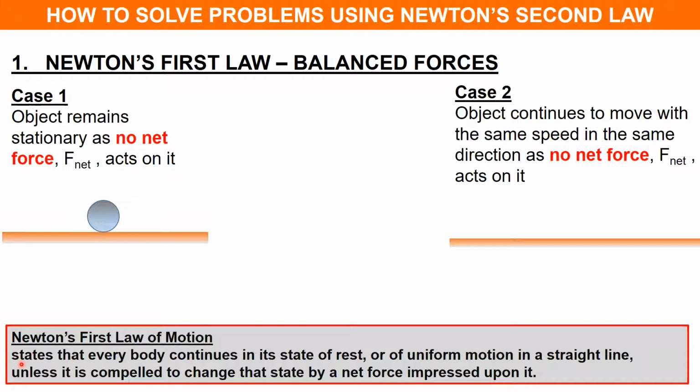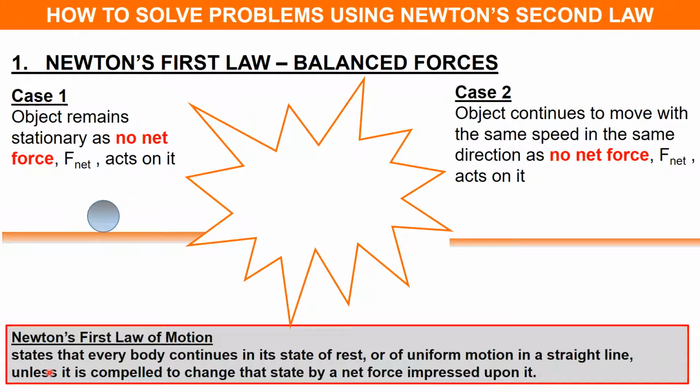In essence, for Newton's first law to be obeyed, the forces must be balanced. That means there is no unbalanced force, or you can say the resultant force is 0, or you can also say that the net force is 0. All these three talk about the same thing. There is no net force acting on the body. So if there is no net force acting on the body, Newton's first law of motion is obeyed.